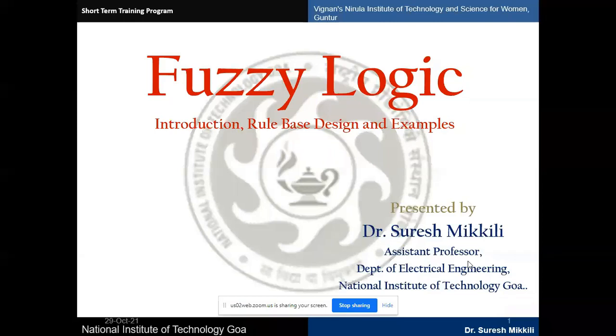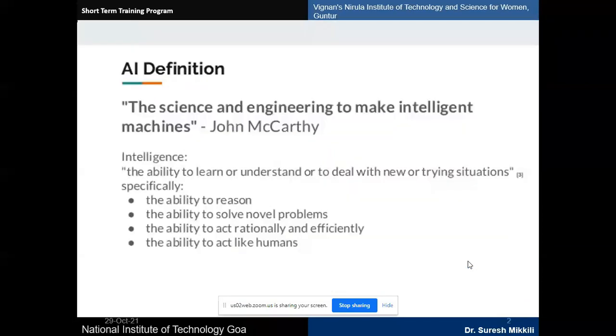So, okay. How to design a fuzzy logic controller? We will see what is AI. Tomorrow I will explain it to you. How to design a fuzzy logic controller, but just the inputs I will give you. The fuzzy logic controller is a part of AI. As you know, it is a part of artificial intelligence. With the knowledge of science and engineering, we are making intelligent machines. What is meant by intelligence?